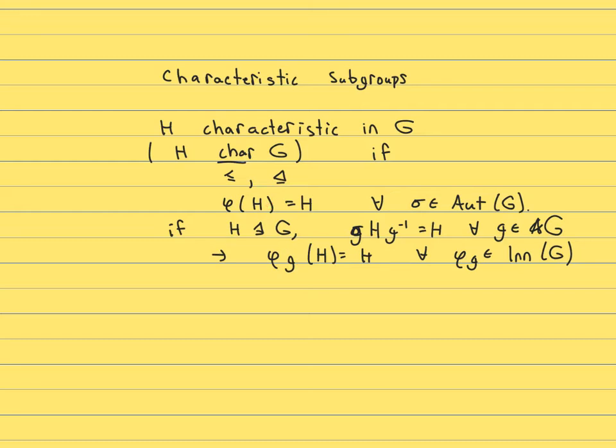These two facts together clearly tell you that if H is a characteristic subgroup, then it's definitely a normal subgroup. Why? Because if you're fixed by every automorphism, then you're fixed by the inner automorphisms, which means you're fixed by conjugation. So if you satisfy this definition, then you satisfy the definition of being normal. So this is a stronger property because it has more requirements.